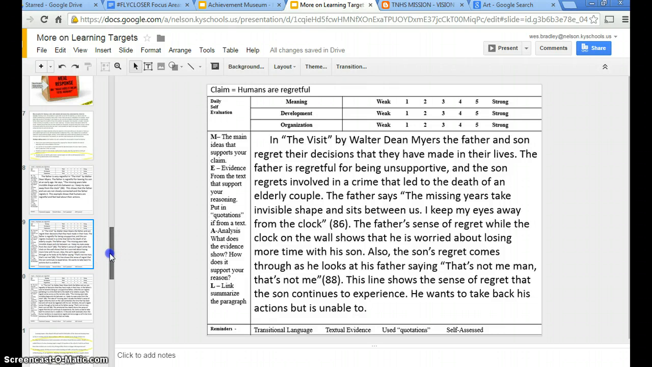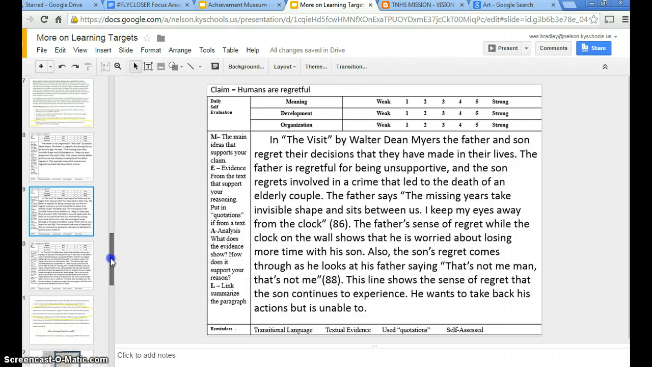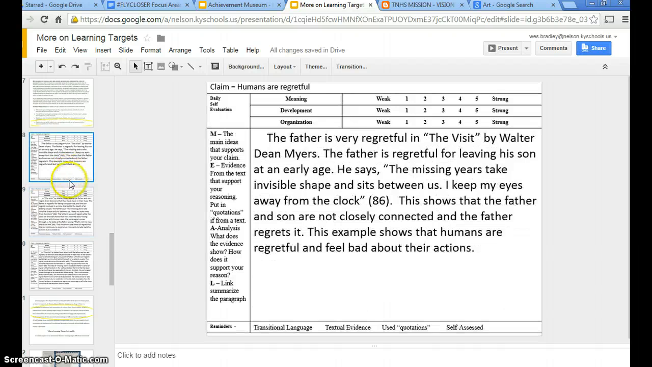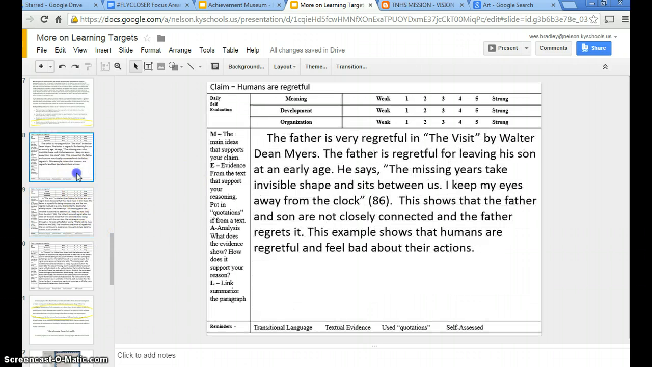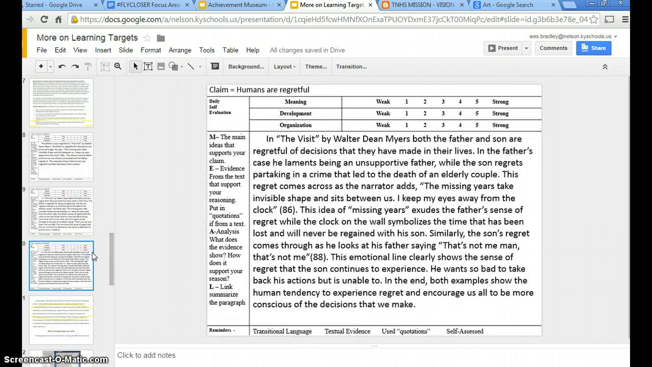This being a level 4 in terms of meaning and development. So as you'll see throughout, the organization is not bad. It is meaning and development that I'm focused on in this lesson. And you're seeing a level 3, a level 4, and a level 5.